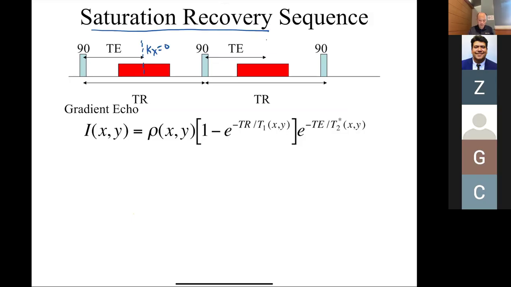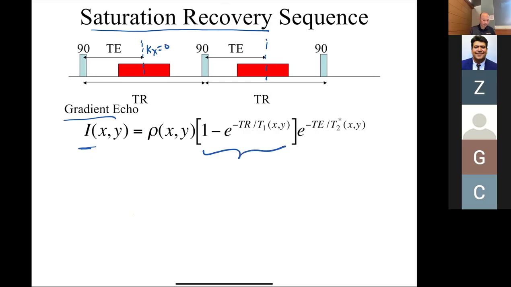Okay, so we just keep doing that. We're always acquiring the center of K-space at Kx equals 0, and then in the meantime, we can monkey with the phase encoding gradients to collect different lines along Ky. But for today, we're just going to look at what's the weighting of that. So we know that the intensity of the image we acquire, if it's gradient echo, there's always going to be this T1 recovery, right?